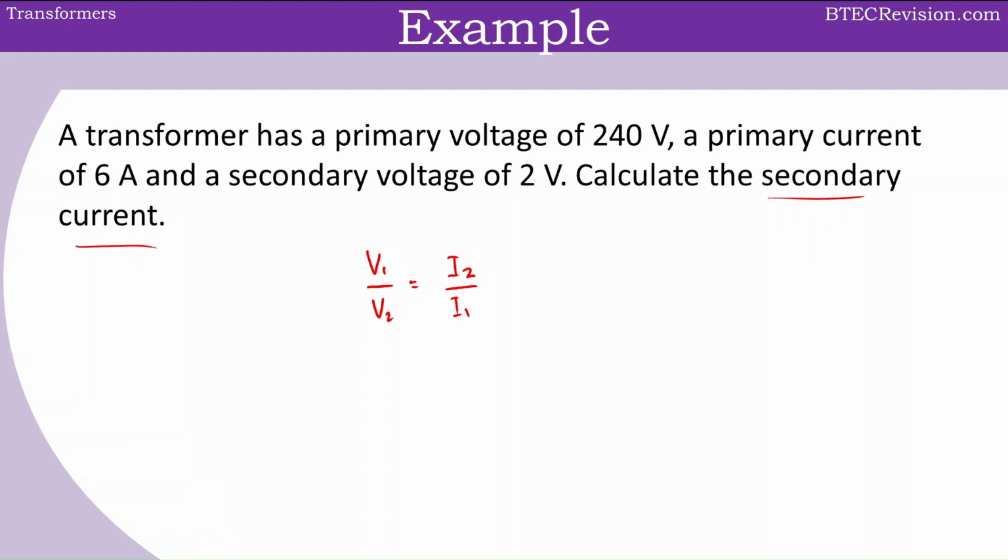So we can rearrange this for secondary current. For this one, we just times both sides by I1. So secondary current equals primary current times voltage in the primary divided by secondary voltage. And now we can plug in our values. So the primary current is 6 times the voltage in the primary, which is 240, divided by the voltage in the secondary coil, which is 2.